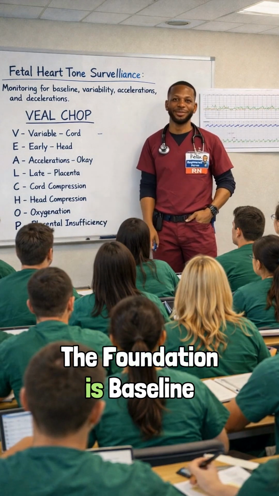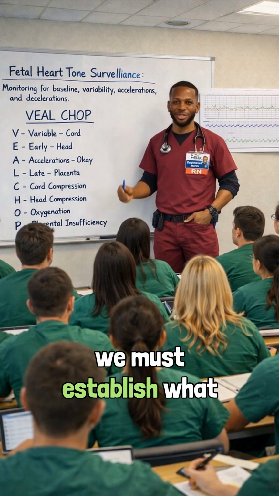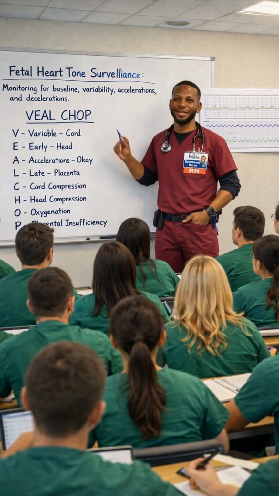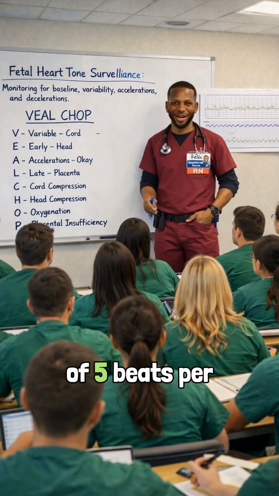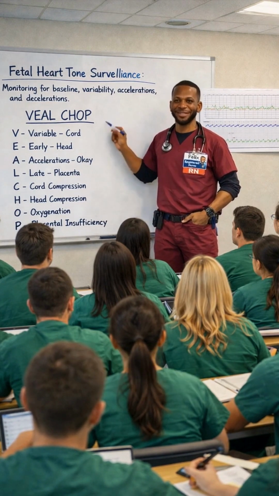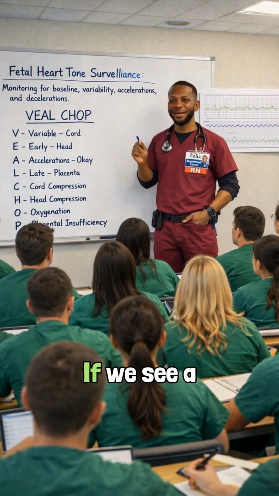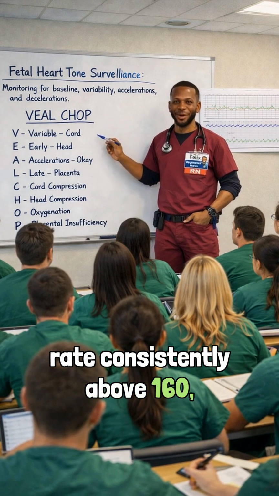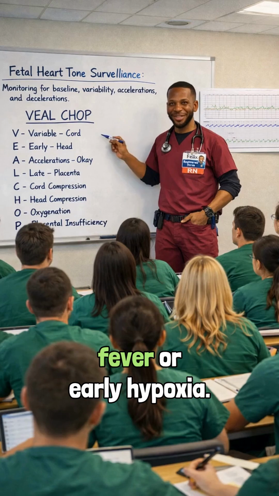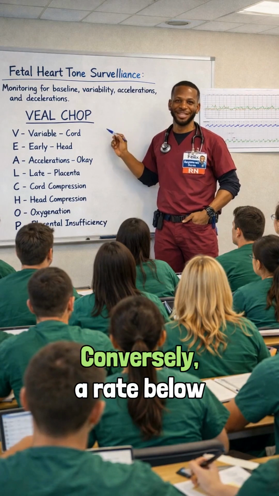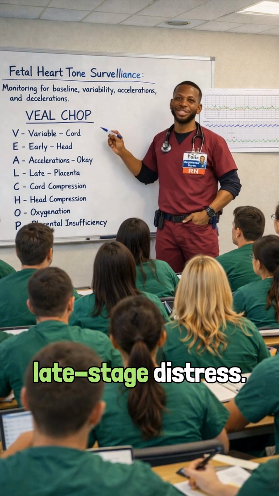The foundation is baseline and variability. Before we can identify a problem, we must establish what is normal for our specific patient. The baseline fetal heart rate is the average rate rounded to increments of 5 beats per minute during a 10-minute segment. A normal baseline falls between 110 and 160 BPM. If we see a rate consistently above 160, we consider it tachycardia, which might suggest maternal fever or early hypoxia. Conversely, a rate below 110 is bradycardia, which can signal a more late-stage distress.